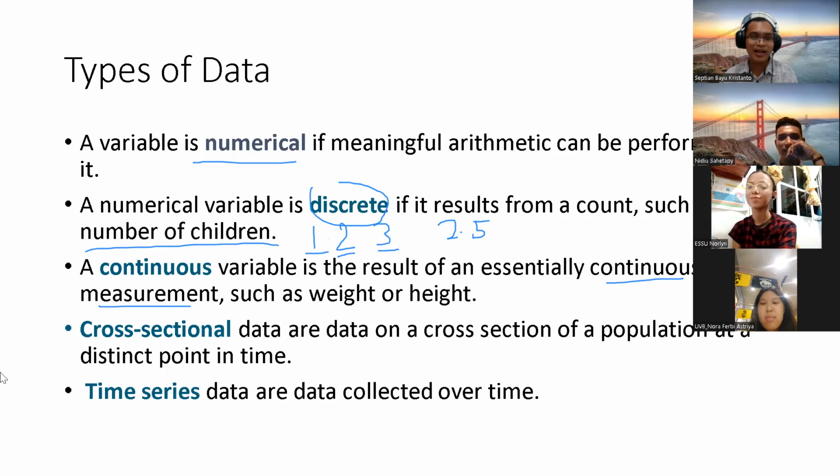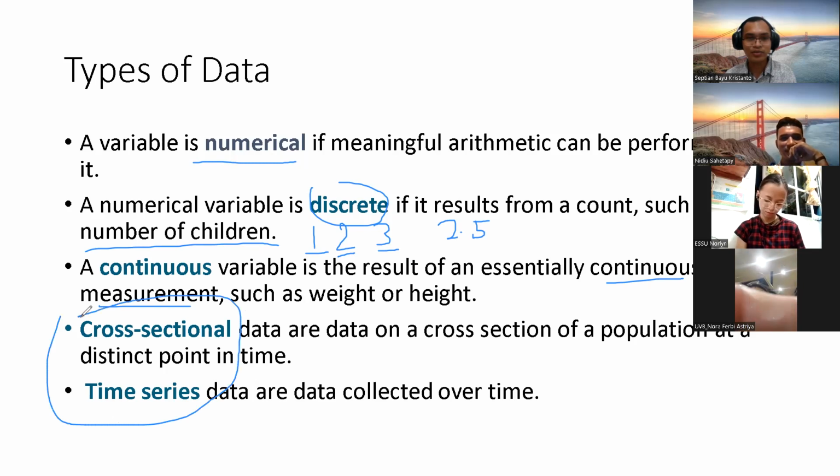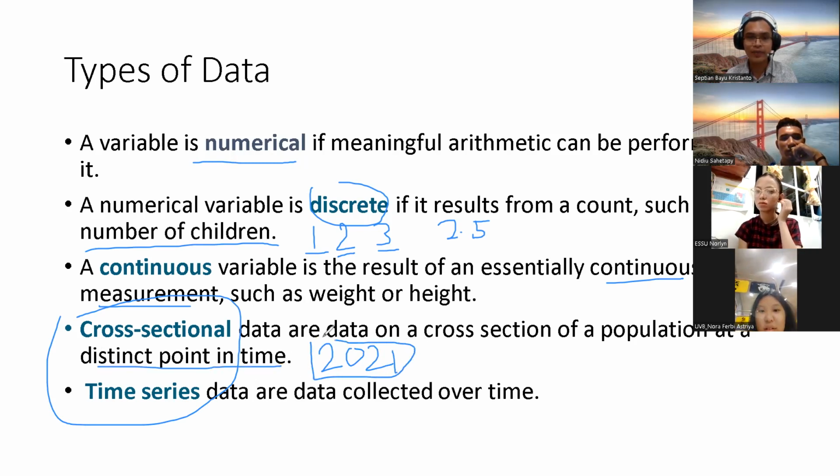Okay, good. And next, the numerical category is also separated into two conditions, cross section and time series. What is the meaning of cross section? If you take or gather data at one distinct point, like maybe you make a people census in the Philippines in 2021, maybe it's only the data about the population of the Philippines in 2021. This is a distinct point in time. You only get the data specific to this time.